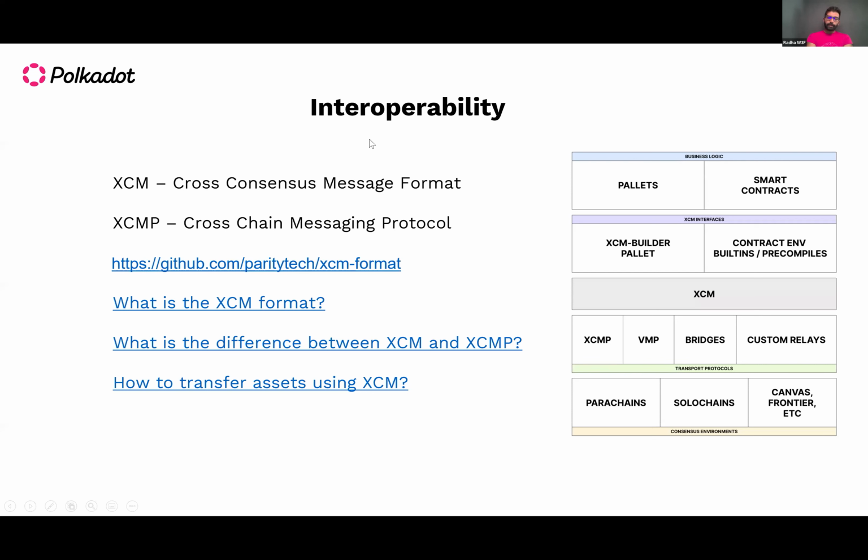With respect to the difference between XCM and XCMP, you have to understand that XCM is just a format. It's the common language that different entities can understand.